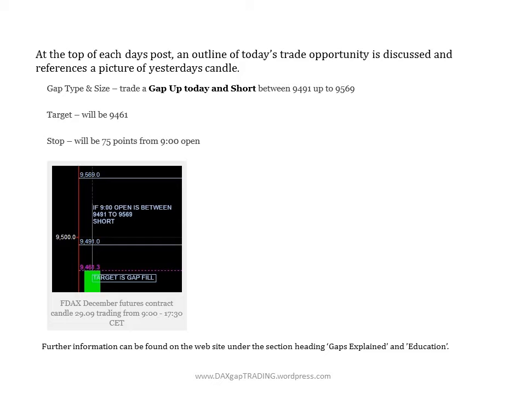I'm going to be pointing out in this particular section that we're looking to short a gap up, between two price levels of 94.91 up to 95.59, and we're targeting the prior day's close at 94.61. So I just wanted to show, as a reference again, how we're going to be using the candle from yesterday to make a trade decision. Further information can be found on the website under the section heading Gaps Explained in Education.